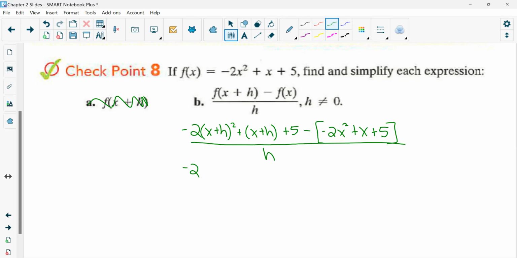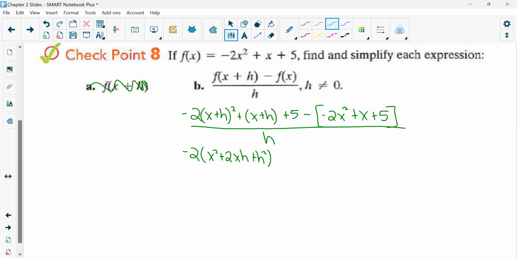Square my first, x squared. Double my product, x times h is xh, multiplying that by 2, so 2xh. Square the last, h squared. But notice that negative 2 has to still be in front of that whole thing. That negative 2 still needs to be ultimately distributed in.